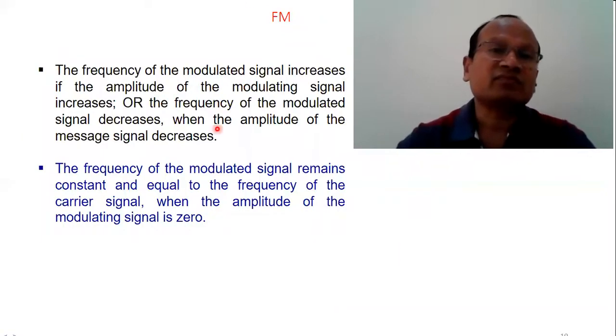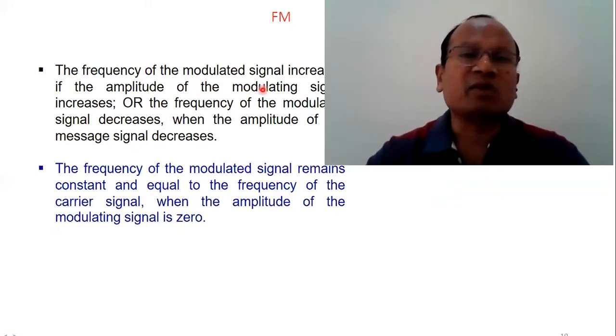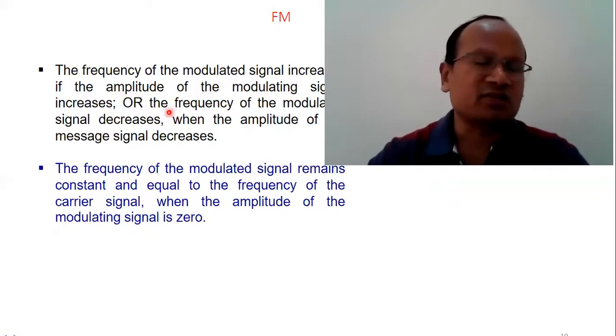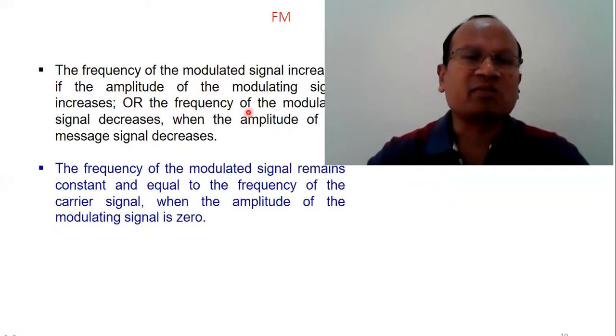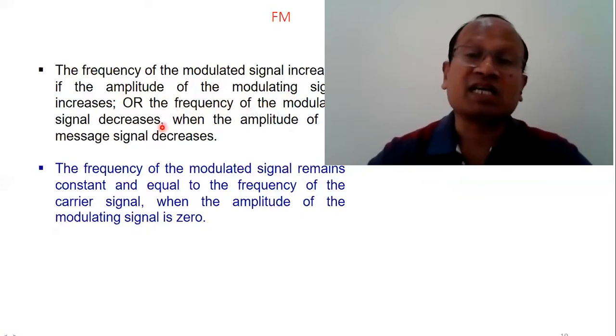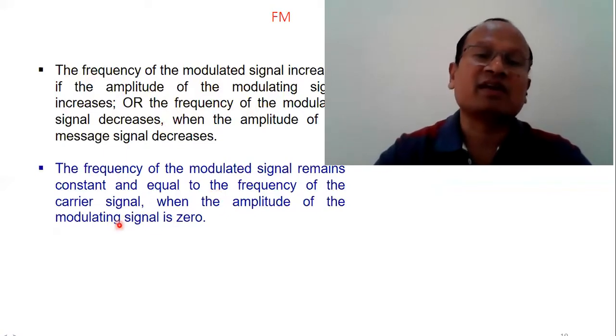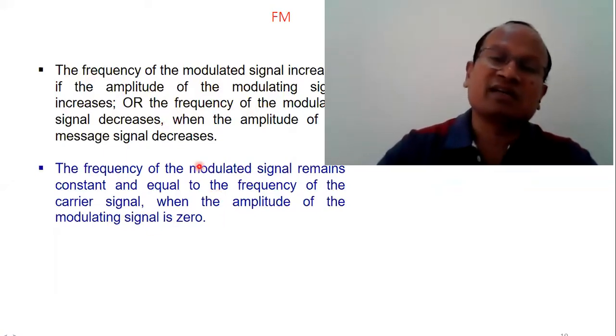FM is used in mobile communication. Therefore, what we can say is, the frequency of the modulated signal increases if the amplitude of the modulating signal increases. We have already seen, and the frequency of the modulated signal decreases when the amplitude of the modulating signal decreases. The frequency of the modulated signal remains constant and equal to the frequency of the carrier signal when the amplitude of the modulating signal is 0.